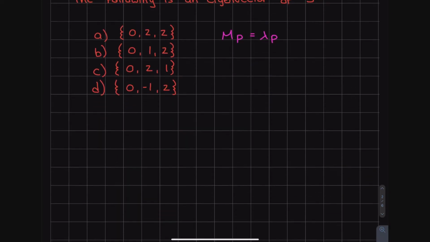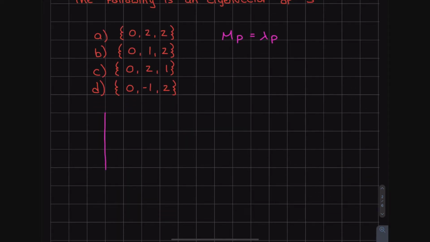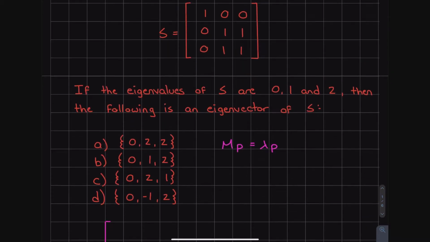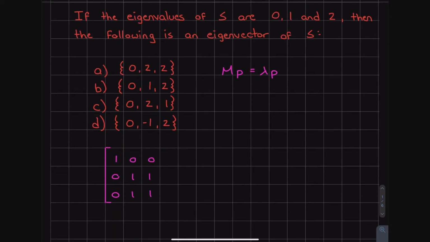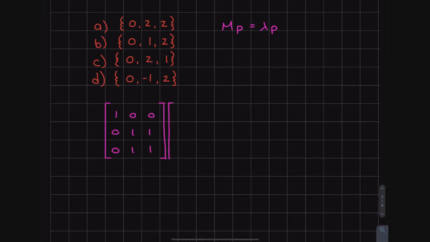So for the first one, I know that my matrix M, which I'm just going to put like this, is 1, 0, 0, 1, 0, 0, and then 0, 1, 1. And I believe it's 0, 1, 1. I'll just double check. Yes, it is. So for this to hold true, I'm just going to take that first eigenvector that they give me, or at least we think it's an eigenvector. We're going to see if it's not. So here I'm going to take vector A, which is 0, 2, 2. And I'm going to put this down like this.